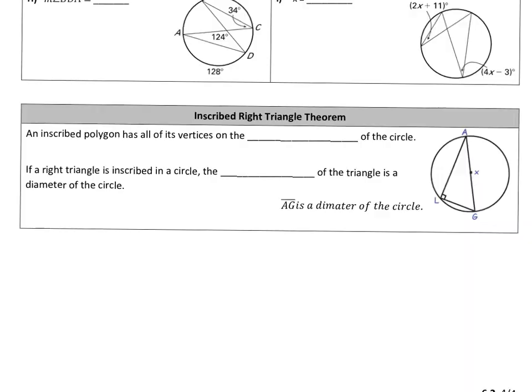As for the last theorem in this section, it's still dealing with inscribed angles, but specifically for a right triangle. So first thing I wanted to define is an inscribed polygon. It has all its vertices, so the points that make it up, A, L, and G in this case, on the circumference of the circle. All right, and for my next term down here, if it's a right triangle specifically inscribed in a circle, then the hypotenuse, which as we know is the longest side in my right triangle, in that case would be this one right here.